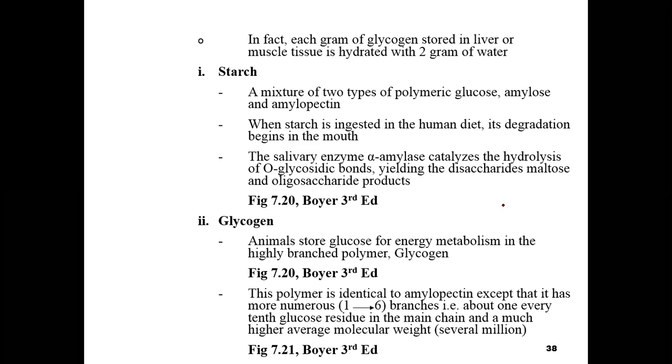The third one is the debranching enzyme, which cleaves the alpha-1,6 linkage and hydrolyzes the bonds at the branching point. To completely hydrolyze the amylopectin, we mostly use a mixture of all these alpha and beta amylases and debranching enzymes. The next molecule is the glycogen. Animals store glycogen for energy metabolism, a highly branched polymer called glycogen.